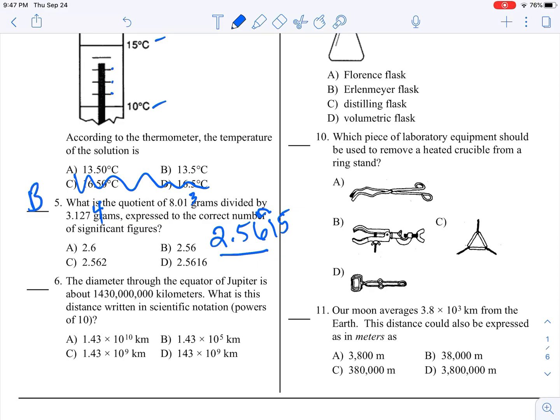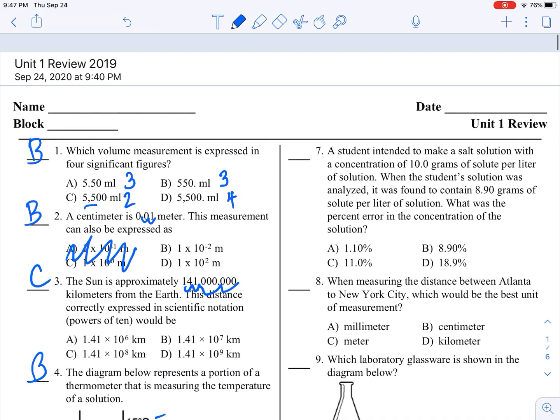The diameter through the equator of Jupiter is about, well, that. What is this in scientific notation? Okay, so 3, 6, 9. 10 to the 9th. Okay, so now, which is correct? 1.43, because that coefficient always has to be between 1 and 10.